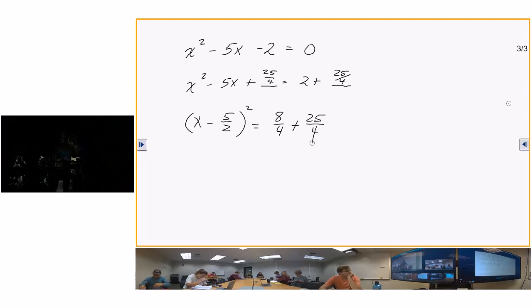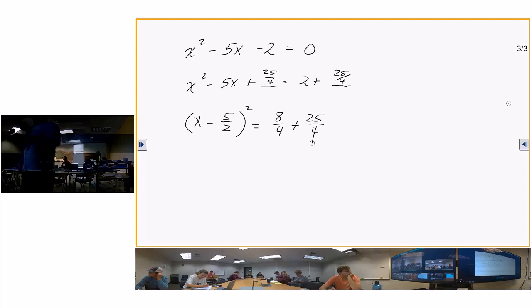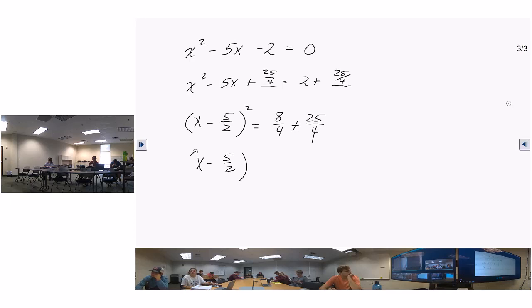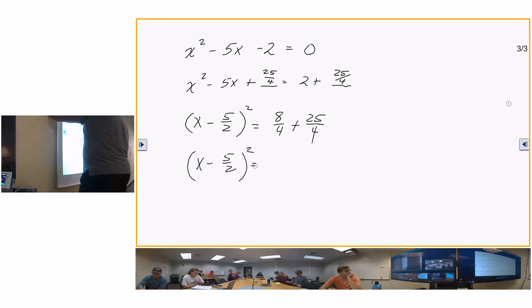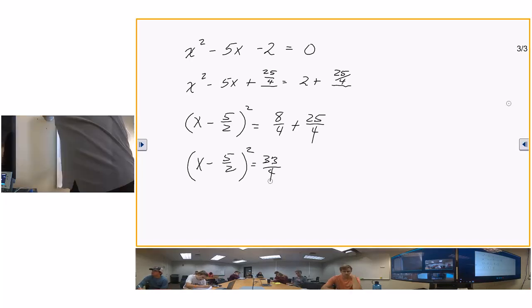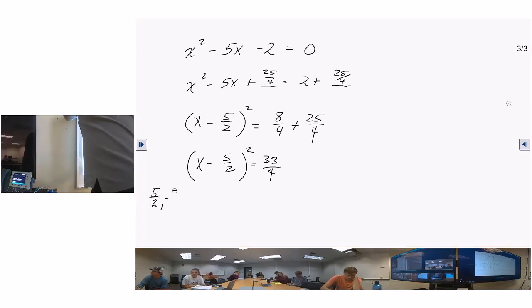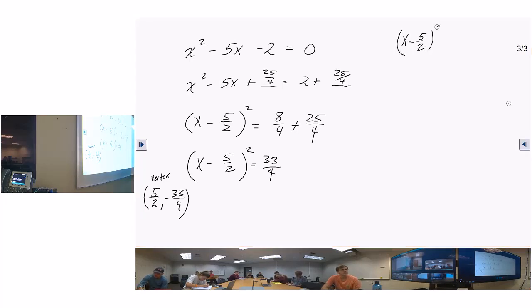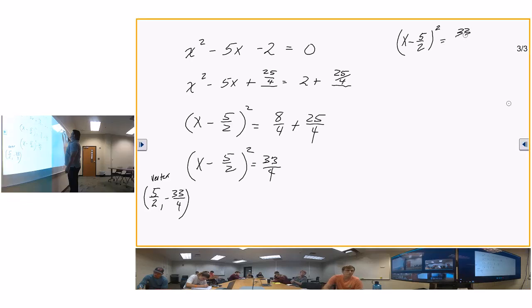All right, so we've got x minus 5 halves, quantity squared, is equal to 33 over 4. So our vertex is 5 halves, comma, negative 33 over 4. Now let's find our x-intercepts. X minus 5 halves, quantity squared, is equal to 33 fourths.